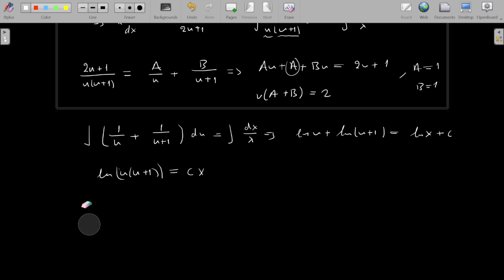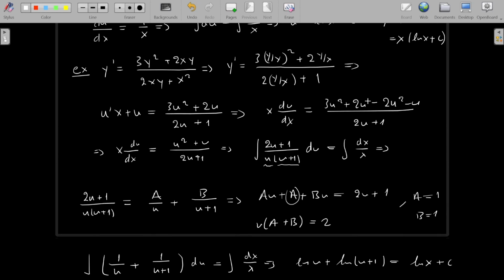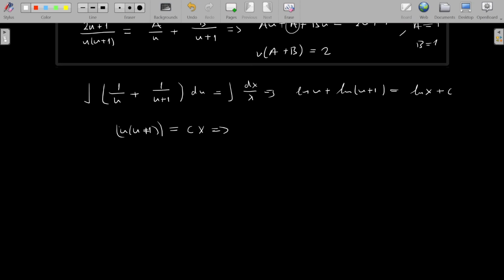No, this is without the logarithm, and this is our solution, because if we use the fact that u is y over x over here, we're going to get finally y squared plus xy is equal to a constant times x cubed, written in its implicit form, which we don't really care for.